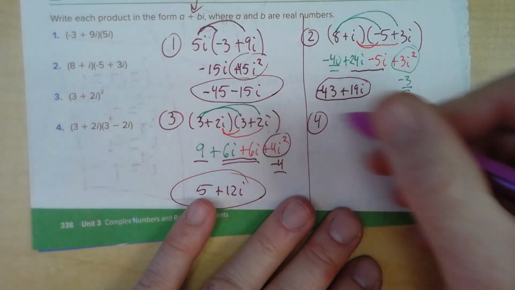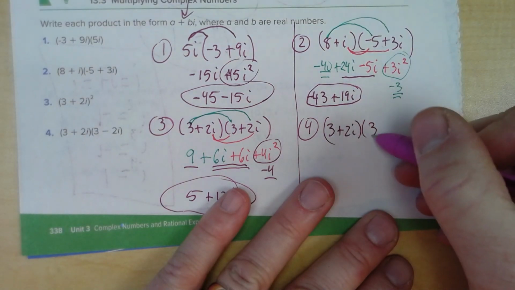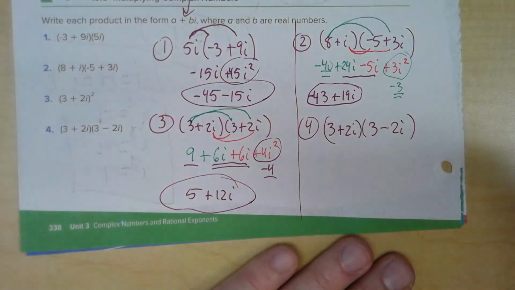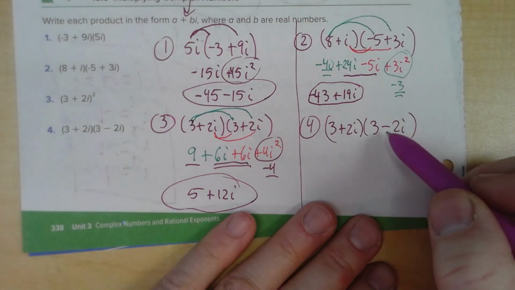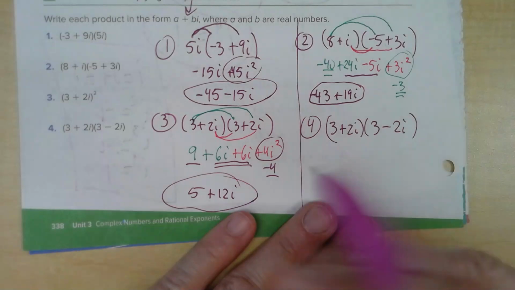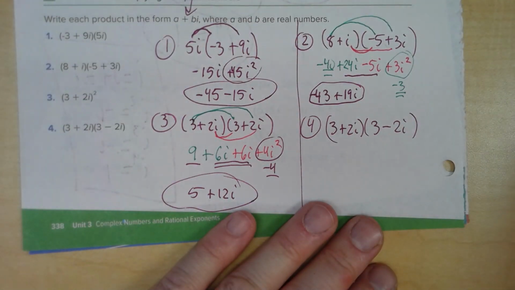Number 4, (3 + 2i)(3 - 2i). All right, so this right here is the thing where the middle part cancels out, right? That pattern, (a + b)(a - b), the middle part always cancels out, if you remember that. Because it's exactly the same, but they have the plus and minus, which makes the middle part go away. So here we go. Green means go.